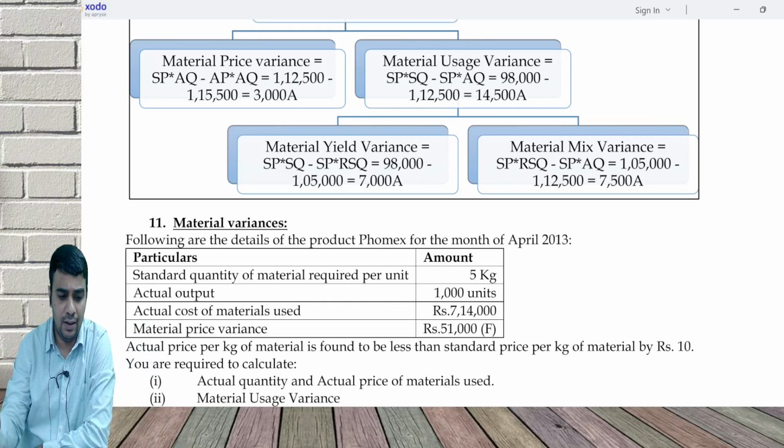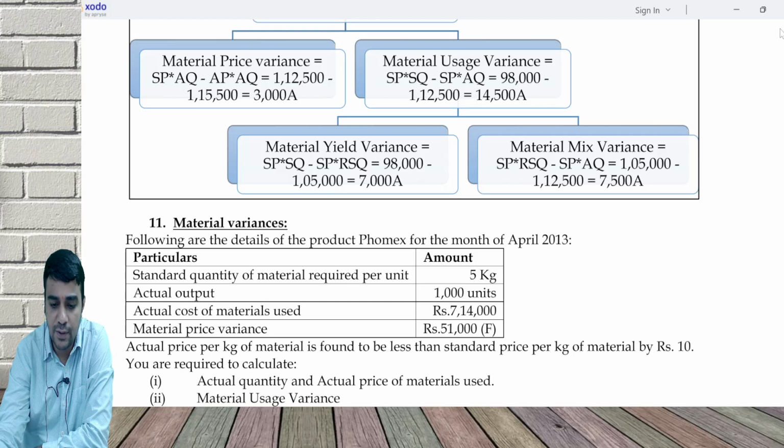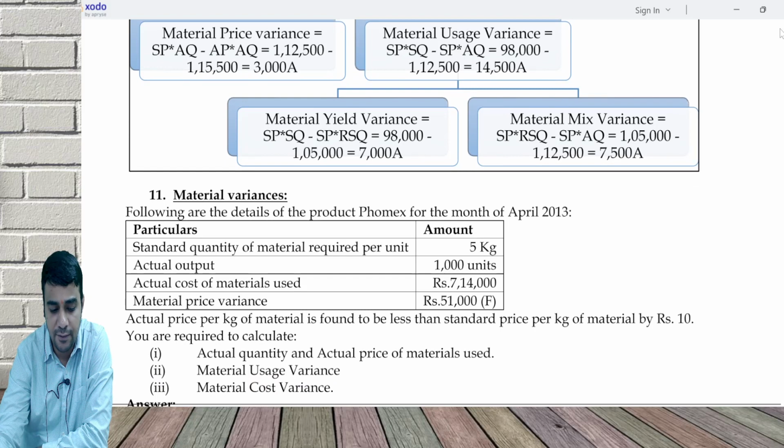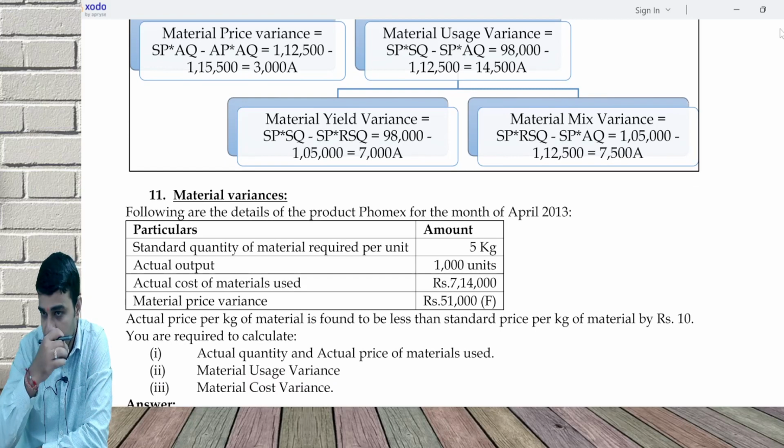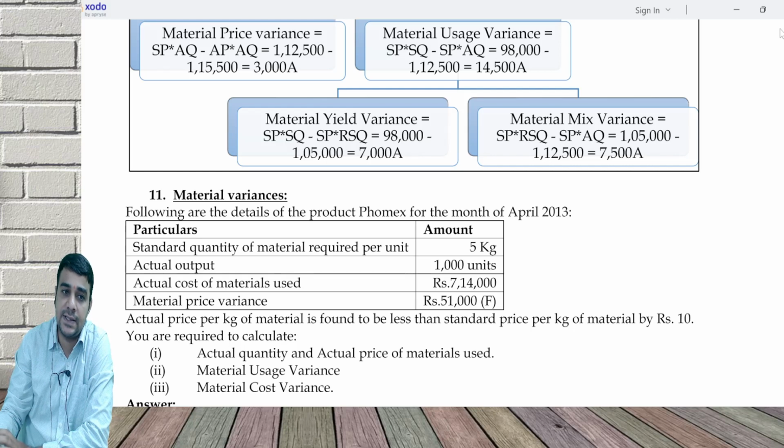Okay, I'll quickly take you through this. It is going to be a straightforward, simple question. Following are the details of the product Fomex for the month of April 2013. Standard quantity of material required, actual output, actual cost of material used, material price variance, actual price is found to be less than standard price by 10 rupees, actual quantity and price of material used, material usage variance, material cost variance. First thing we'll have to decide, is it a single material or multiple material? Once we decide that, we can straightforward start computing it. Single material.